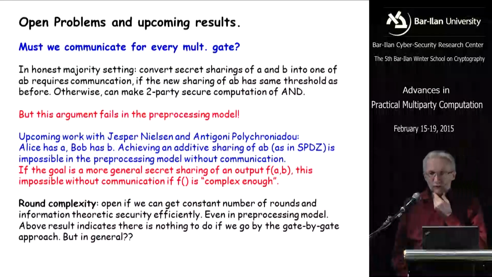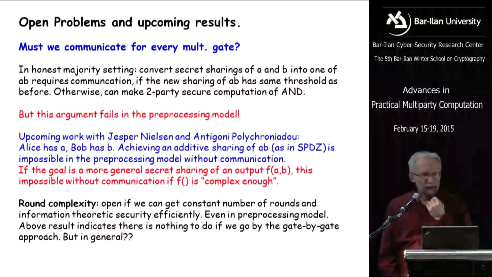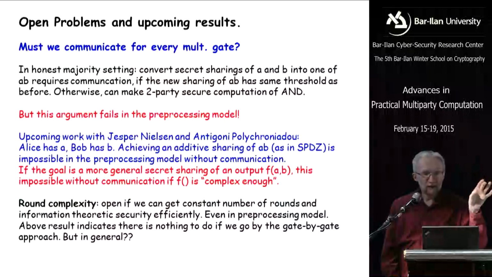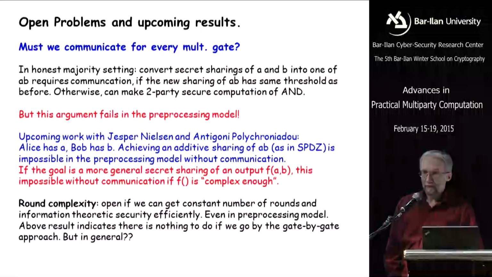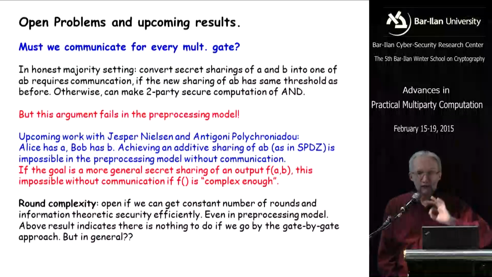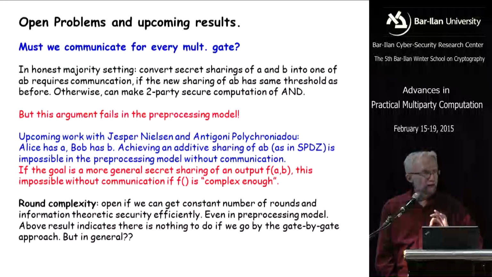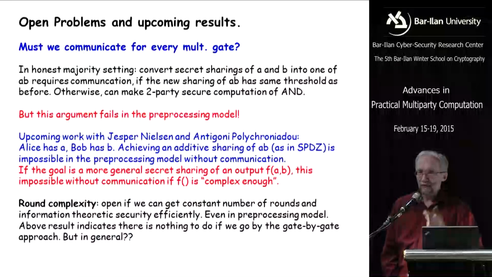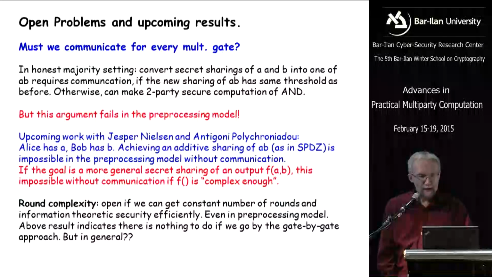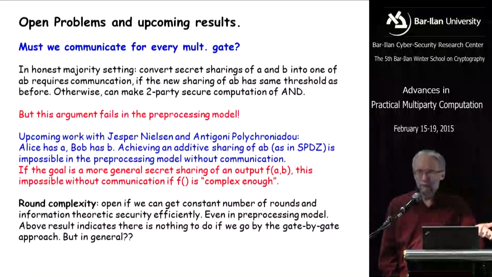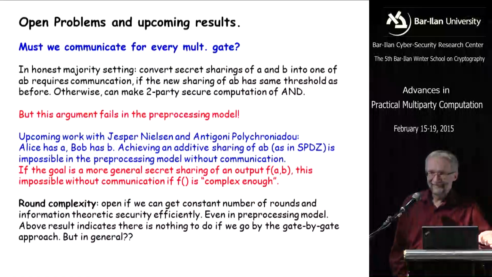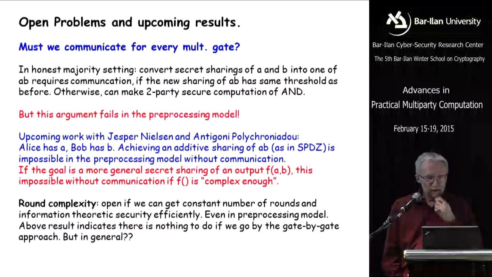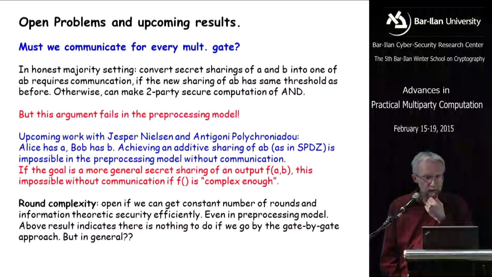Well, in the honest majority setting, it's not too hard to show that if we have secret sharings of values A and B, and you want to convert this into a sharing of A times B, then if the new sharing has the same threshold as the old ones, then you must communicate to do that. Because if you didn't, you could make a two-party secure computation of the AND from scratch, which of course we know we cannot do. Now, this argument of course fails in the pre-processing model, because there we know we can do ANDs unconditionally securely.